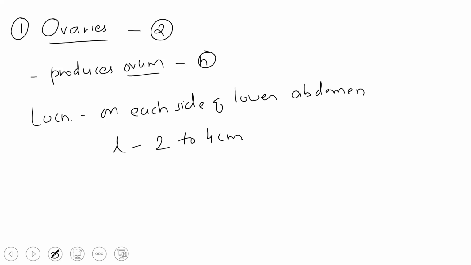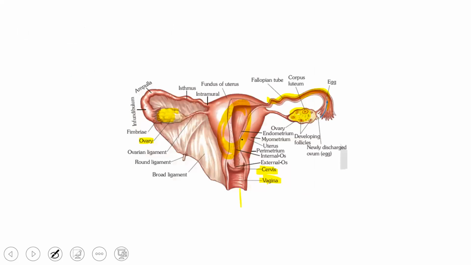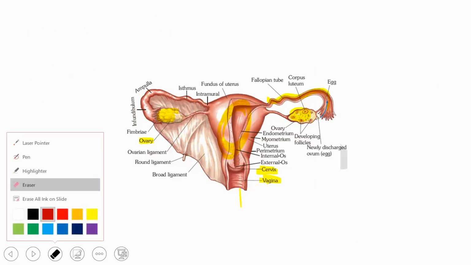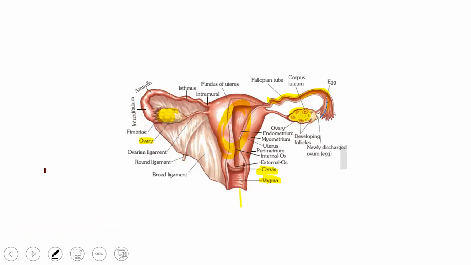It is connected to the pelvic wall and uterus by ligaments. If you can see over here in this diagram, this is the ovarian ligament. Through this ligament, and also other ligaments, the ovaries are mainly attached to the pelvic wall. Pelvic wall means the pelvic cavity, I hope you know.